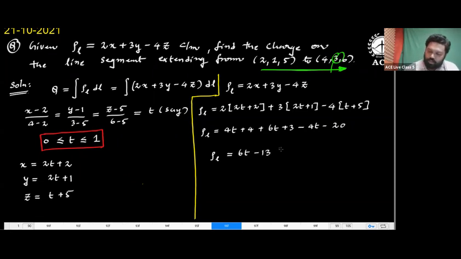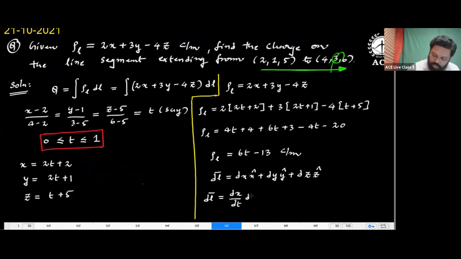Okay, fine. So you have got the line charge in a single variable. Then I want to find out this differential length. Generally, what is the differential length? We know dL is equal to dx x cap plus dy y cap plus dz z cap. This can be written as dx by dt into dt x cap plus dy by dt into dt y cap plus dz by dt into dt z cap.